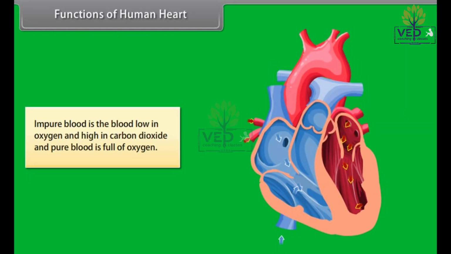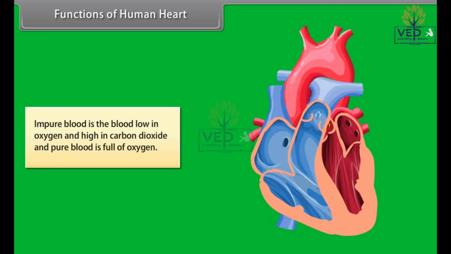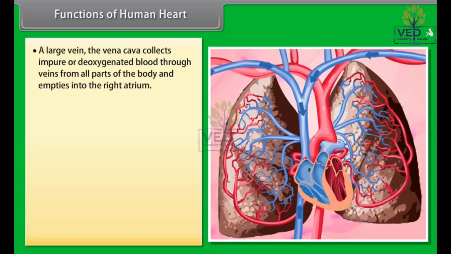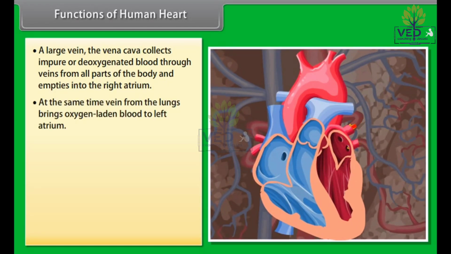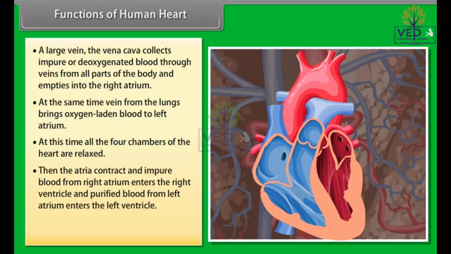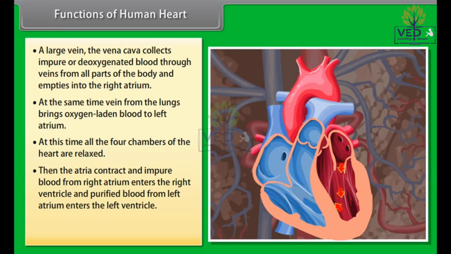Functions of human heart. Impure blood is the blood low in oxygen and high in carbon dioxide, and pure blood is full of oxygen. A large vein, the vena cava, collects impure or deoxygenated blood through veins from all parts of the body and empties into the right atrium. At the same time, vein from the lungs brings oxygen-laden blood to left atrium. At this time, all the four chambers of the heart are relaxed. Then the atria contract and impure blood from right atrium enters the right ventricle and purified blood from left atrium enters the left ventricle.